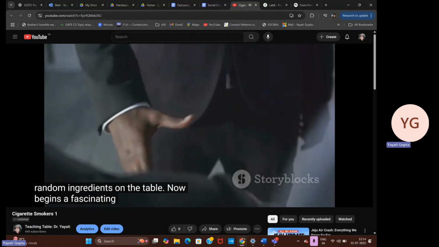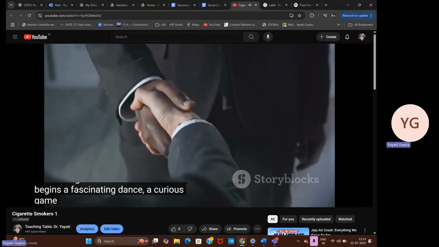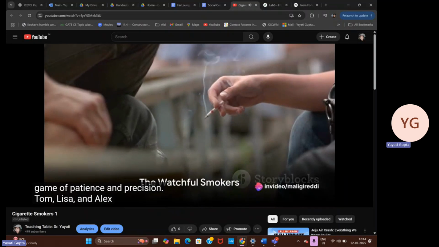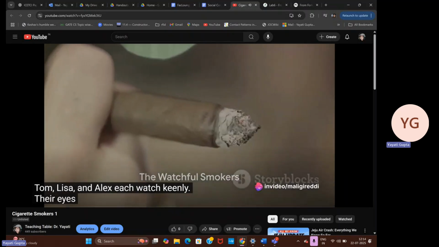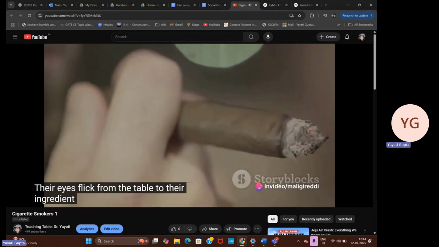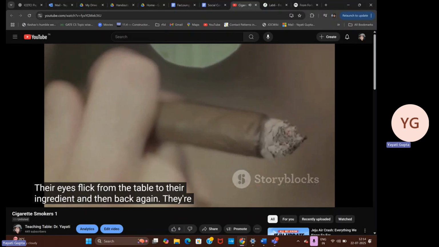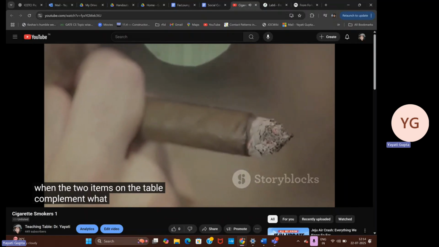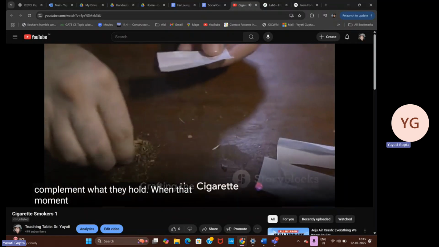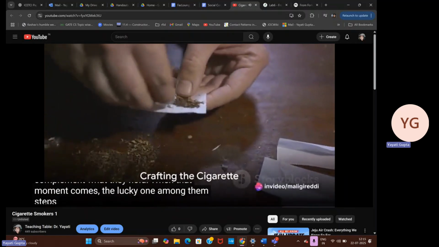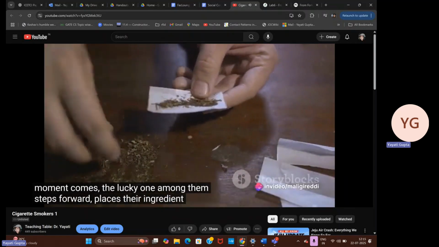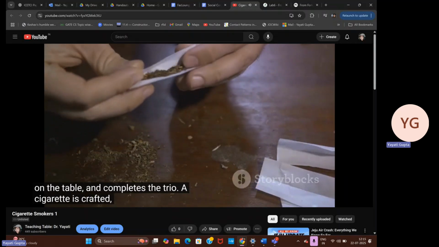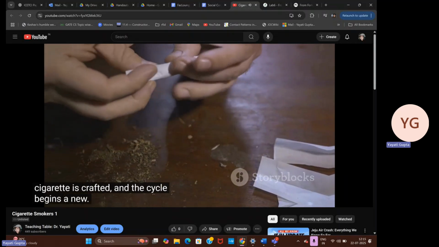Now begins a fascinating dance, a curious game of patience and precision. Tom, Lisa, and Alex each watch keenly. Their eyes flick from the table to their ingredient and then back again. They're all waiting for that perfect combination when the two items on the table complement what they hold. When that moment comes, the lucky one among them steps forward, places their ingredient on the table, and completes the trio. A cigarette is crafted and the cycle begins anew.